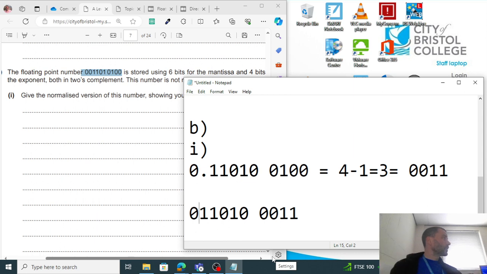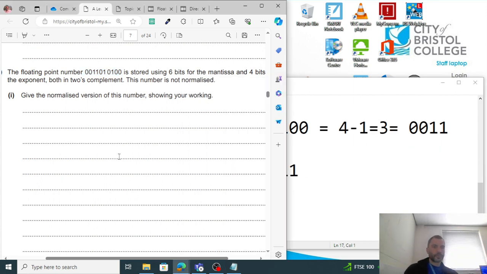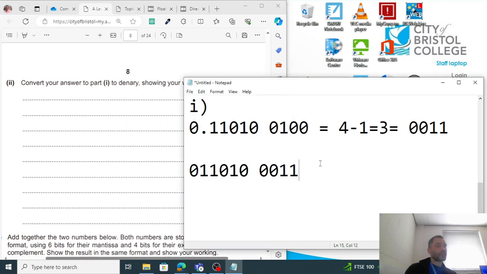And you don't have to include the point, because in floating point, you just assume that the point is between the first leading 1 and the 0, or 0 and the 1, if it's normalised. So that's fairly straightforward. You just got to shift the point and then add one or take one off the exponent. So if you didn't get that right, make sure you write that down and understand that.